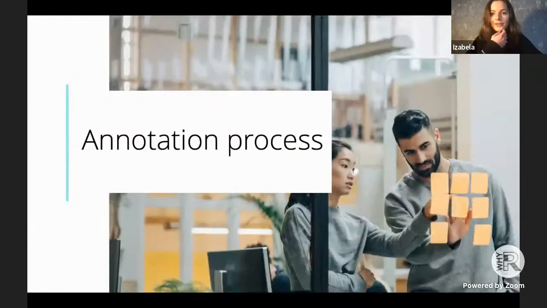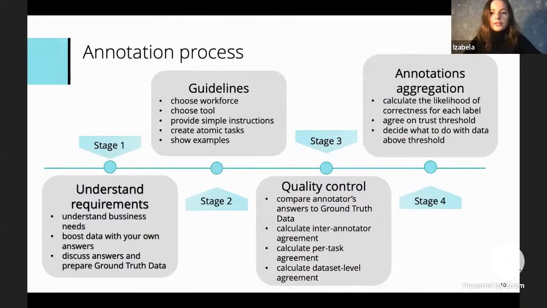So without further ado, let's see how the annotation process can be defined. We can split the annotation process into a few phases. The first phase is a deep understanding of project requirements. The best idea is to start with a core team to discuss a problem, boost annotations with answers, and after that go through the answers to check if the whole team understands the problem in the same way.